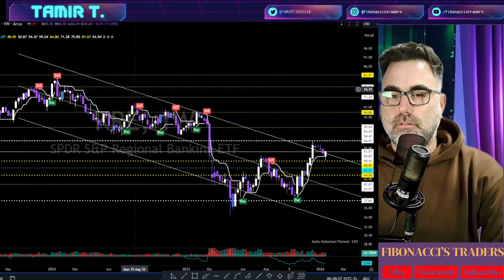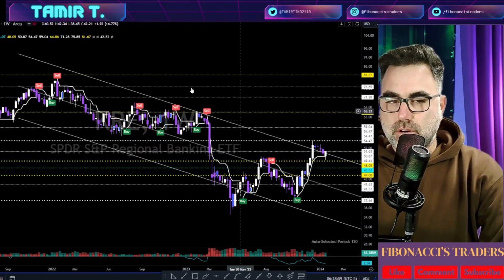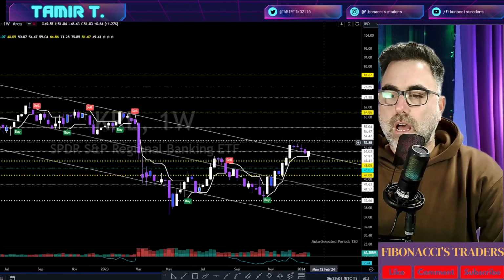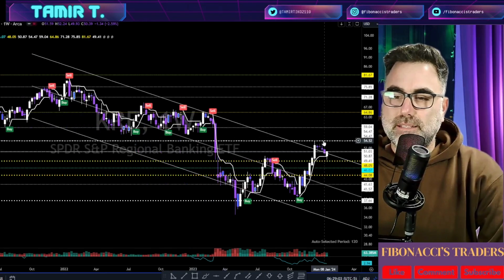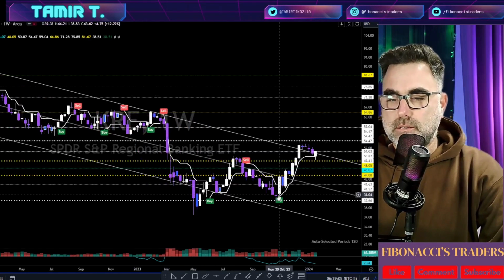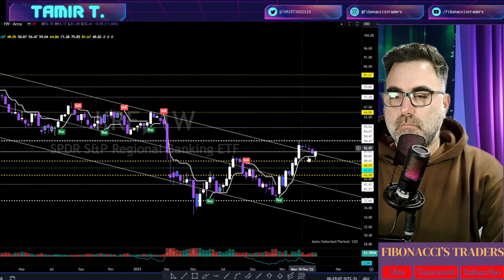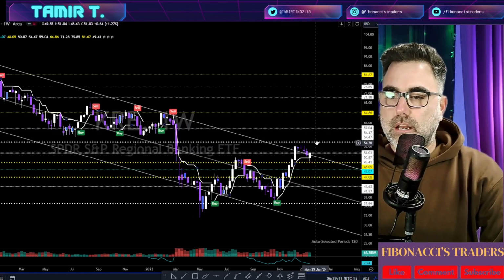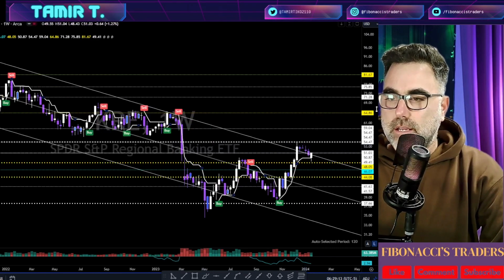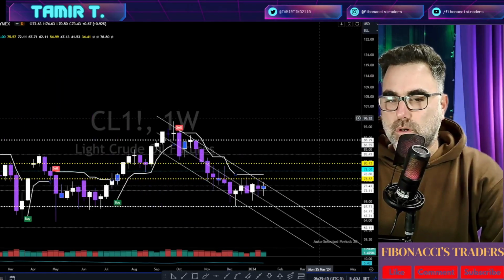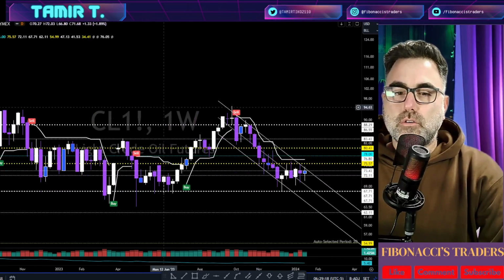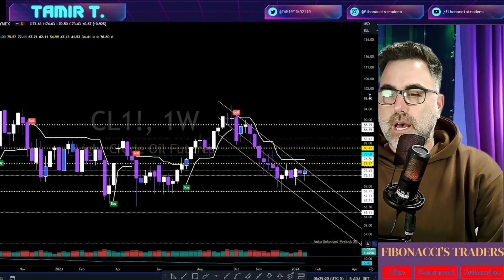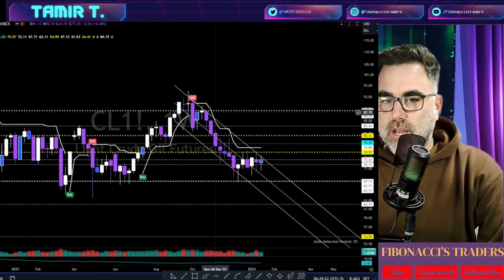Still under selling pressure, downtrend channel. I want to see a weekly close above the 54. We got ourselves a buy signal over here, but if we're not long yet on KRE, in my opinion, only above 54.20. And yes, it works also on commodities, crude oil futures, and the weekly downtrend. And look at this.